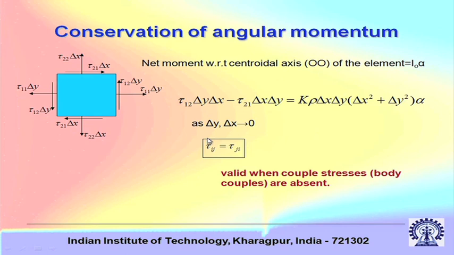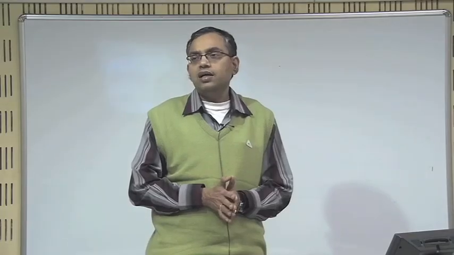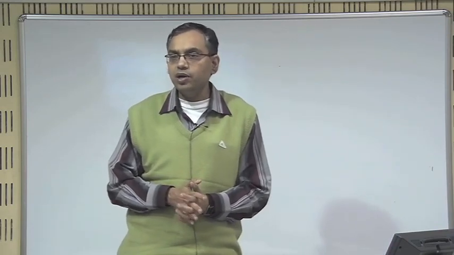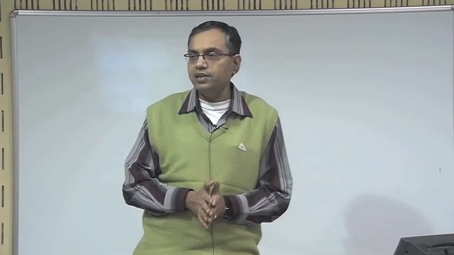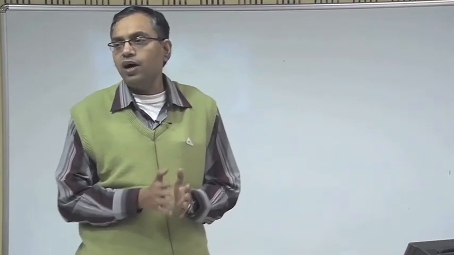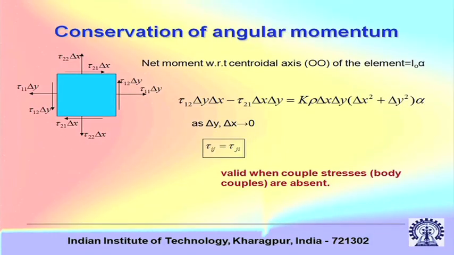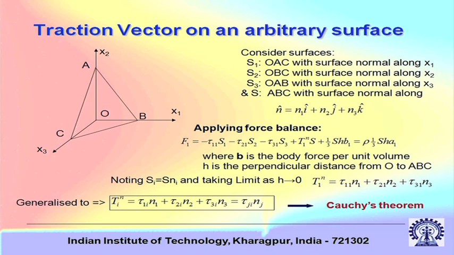So, we can generalize that by considering all possible rotations and write tau ij is equal to tau ji. We write this expression not explicitly in the equation of motion that we usually describe, but implicitly, because in Cauchy's theorem we write t is equal to tau ji into eta j. If you consider the previous slide, t is equal to tau ji into eta j. This is what we had derived in the previous lecture.